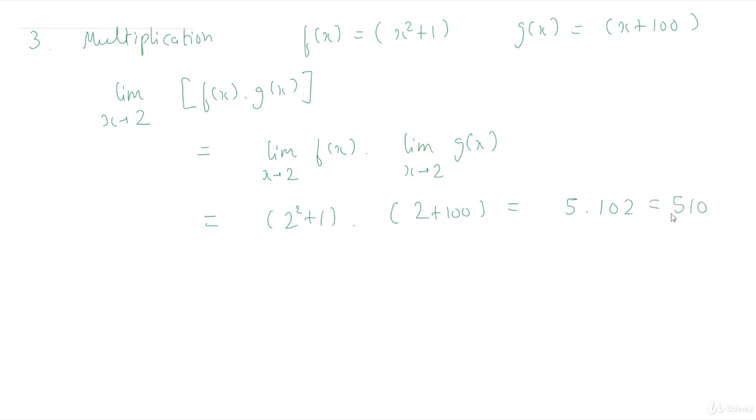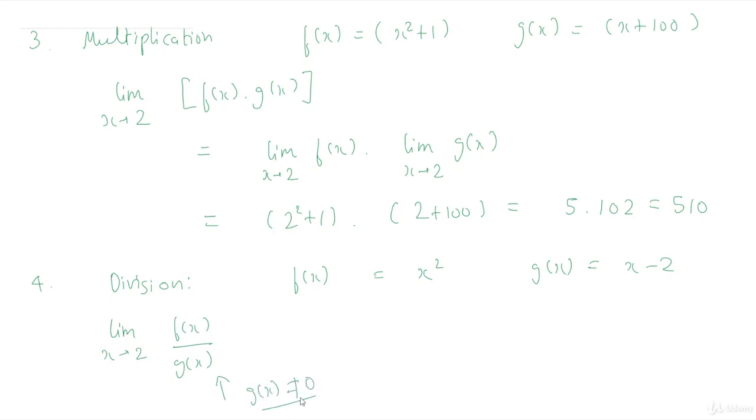Similarly, we can have division also. Let's say f of x is equal to x square and g of x is x minus 2. In this case, we have to take into account one more fact: these two limits need to exist, but also in division, if the limit is evaluated as x approaches 2 of f of x by g of x, then g of x should not be equal to 0 at the point, because then the limit will not be defined.